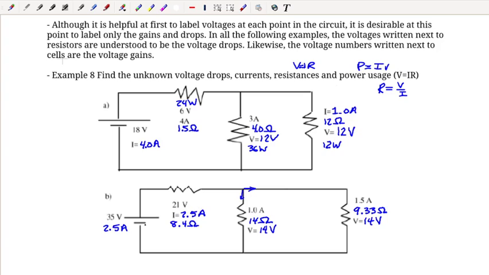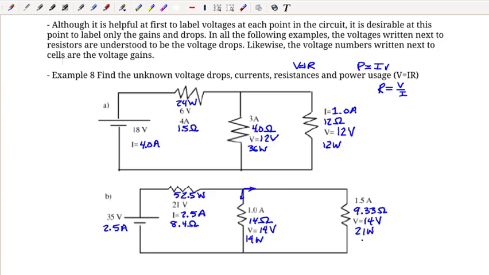And then I want to find the power at each resistor, so I times V. 21 times 2.5 is going to give me 52.5 watts. I've got I times V, 1 times 14 is going to be 14 watts. And 1.5 times 14 is going to give me 21 watts.